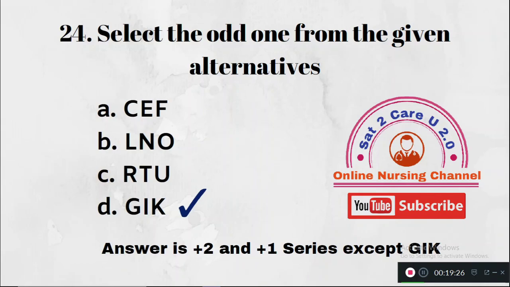GIK looks different. You see the letters like CEF, that is plus 2 from the C, the second letter is E, and then a plus 1 series. So from the E, when you add 1, you are getting F. Similarly LNO, RTU, but GIK we are not getting in this series. So that is the odd one here.